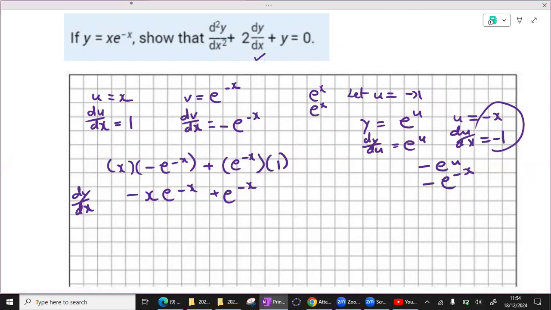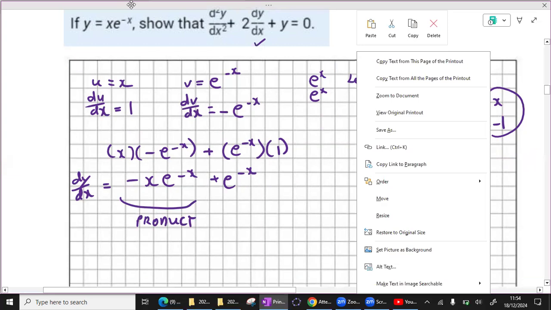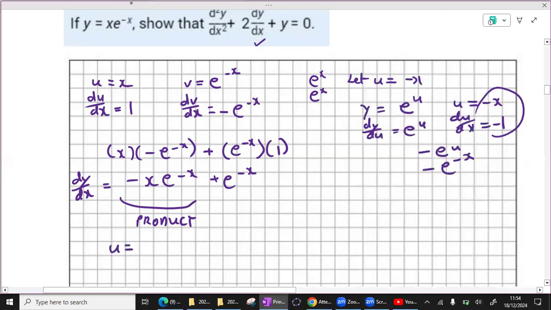I also need d2y dx squared, so I need to differentiate again. When I go to differentiate again, this first one again is a product, so I have to redo essentially this using my product rule. It's basically going to be the same as what I've just done earlier, only this time I have a negative, so I just have to be careful to account for that. So sure, I'll just do it again from the beginning just to show you. It's u is the minus x and v is e to the minus x.